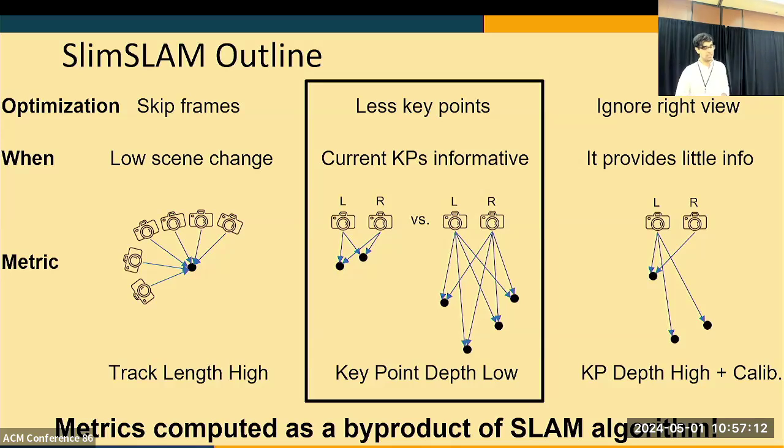I want to mention here that these metrics are already there. The SLAM algorithm computes them as a byproduct of doing business. All we're doing is looking at them.